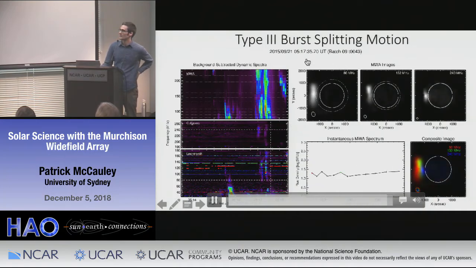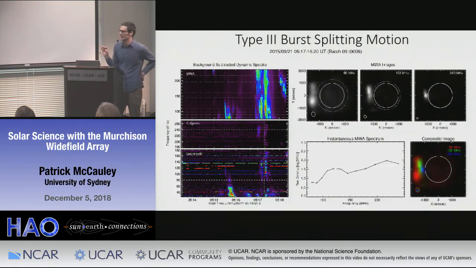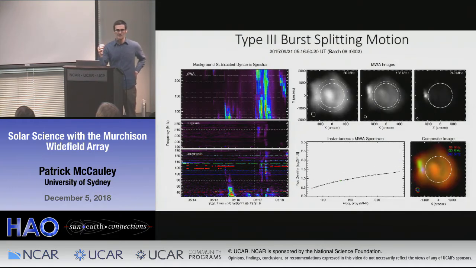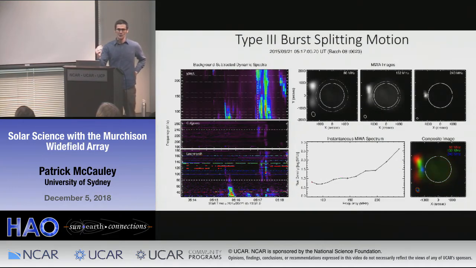That's the 80 megahertz intensity. Each time step is a half second, and we are looking at just about a minute of data here. And you'll notice that as the burst begins, it starts out as a relatively compact source, and then it quickly diverges into these two components. And that splitting happens repetitively over and over again during this period.